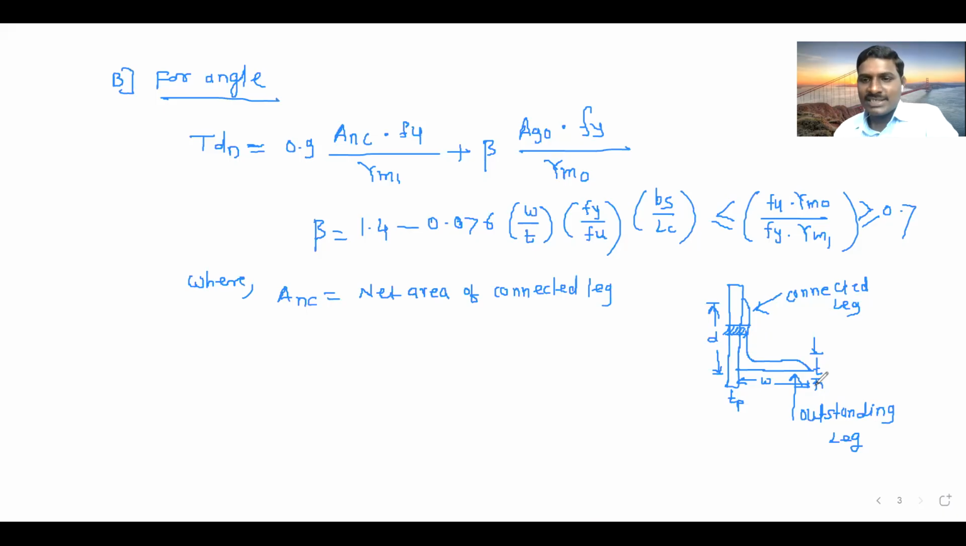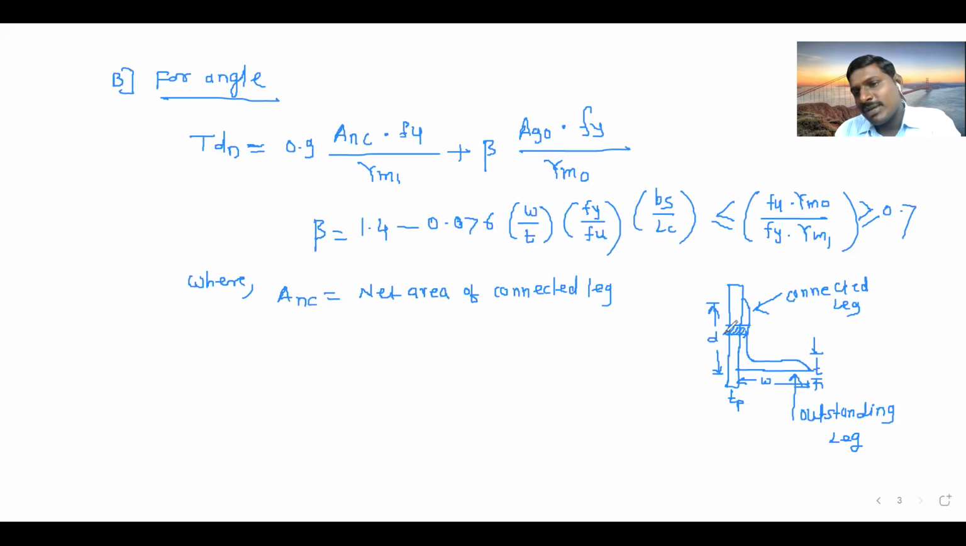Okay. So now which leg is connected here? Having depth D is connected. The connected leg having the length is D. Are you getting? Yes, sir. Okay. So now we have to calculate the area of ANC. What is the meaning of ANC? See here. Net area of connected leg. ANC means net area of connected leg.